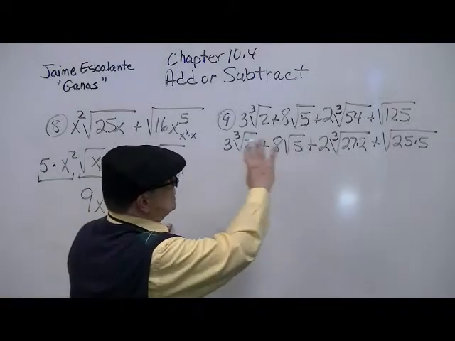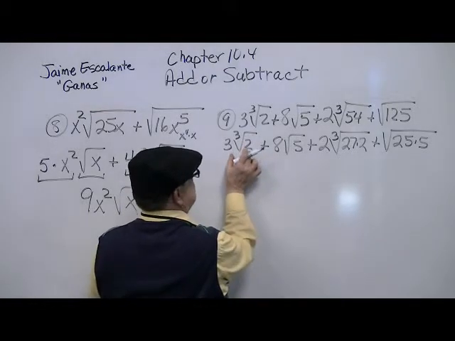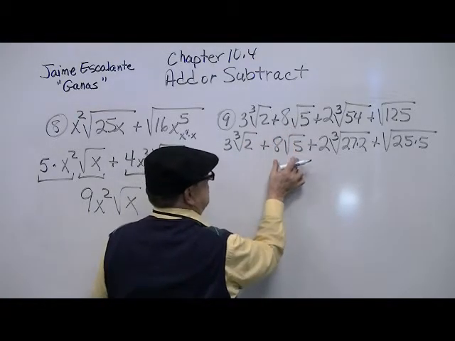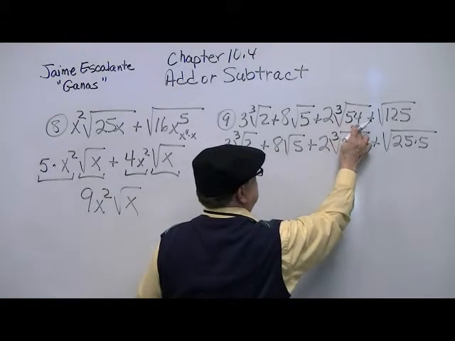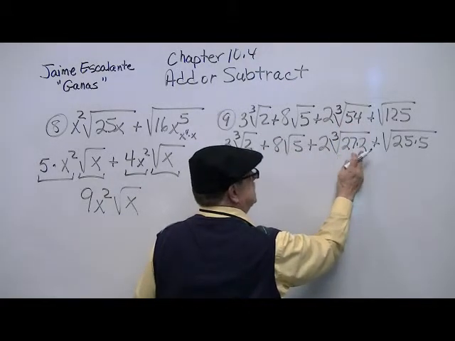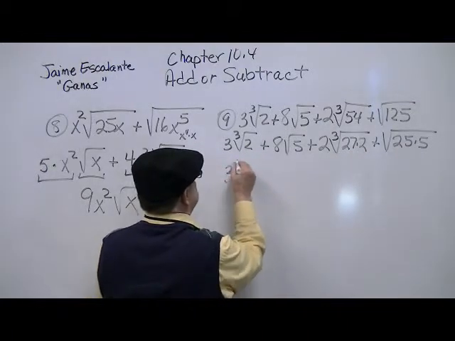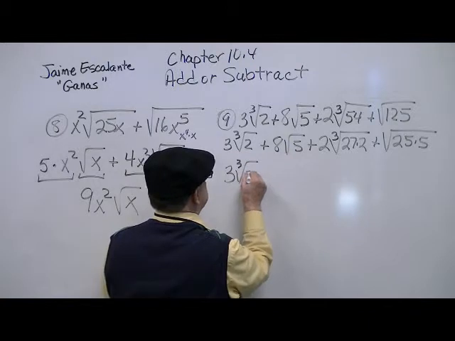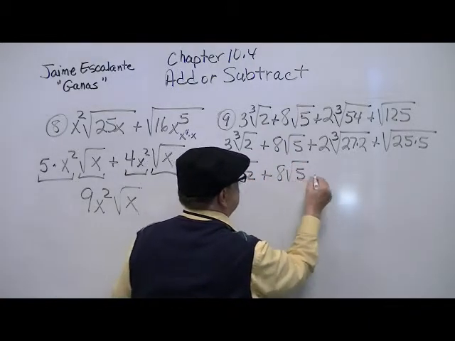And this one, even though it's long, it's not too bad. This you just bring down. This you just bring down. But here, when we have the cube root of 54, you recall it was 27 times 2. So let's write this again. 3, the cube root of 2, plus 8, the square root of 5.